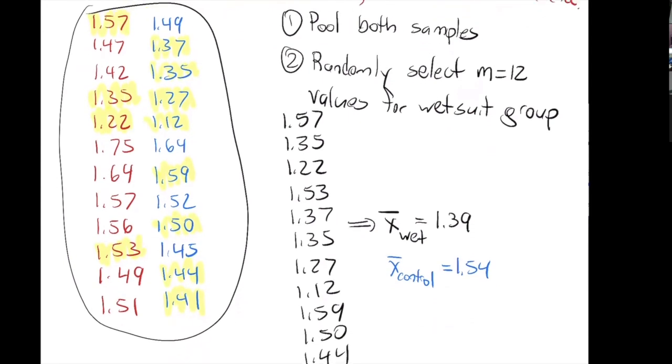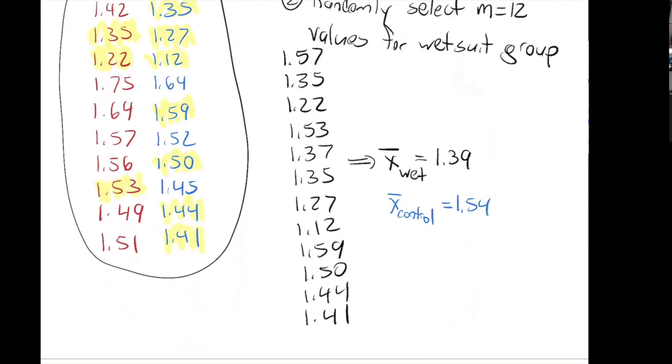Let's say I go through this process, pull all the samples together, and then we tell R to randomly select our wetsuit group. I just highlighted 12 values at random and listed them over here. We pick 12 values and calculate the mean, which winds up being 1.39. It takes all of the rest that weren't picked, calls them our control group, and calculates a mean for that group of 1.54. Then we could compare these two, and based on this, the control group seems to have a higher average.